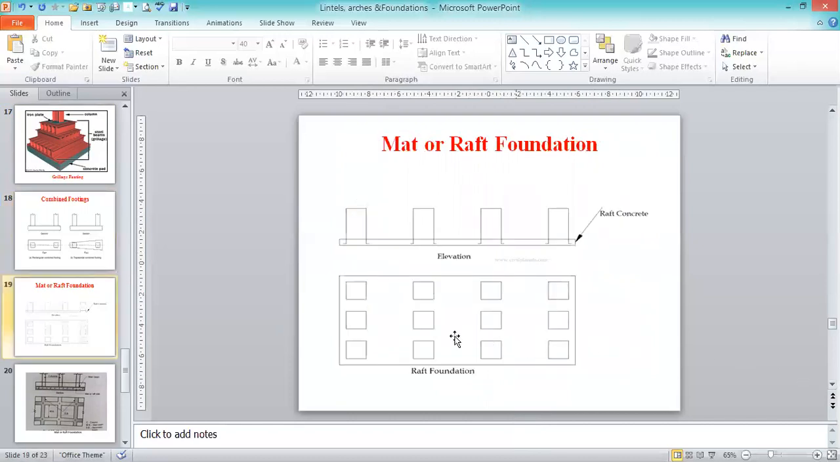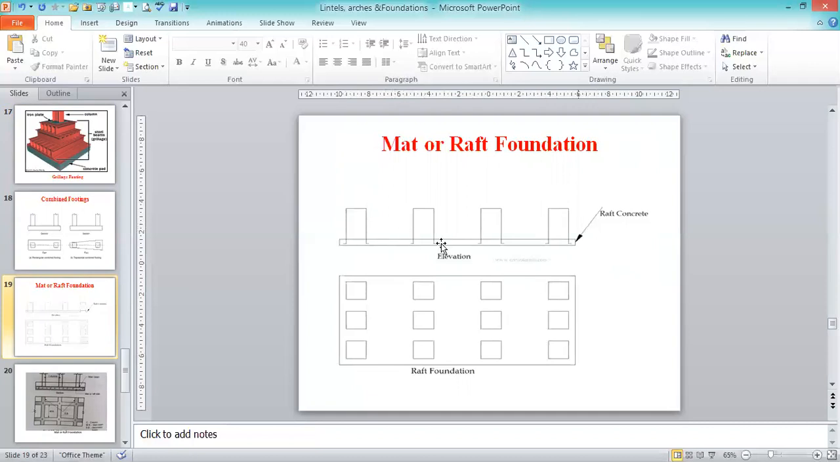Then the mat or raft foundation. The previous one was two columns together with one base, and here for almost the entire building we provide one base, and that is called a raft. Raft means that we provide the entire width, as we can see here: one, two, three, four.